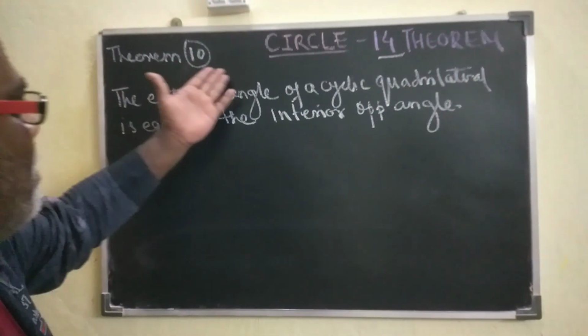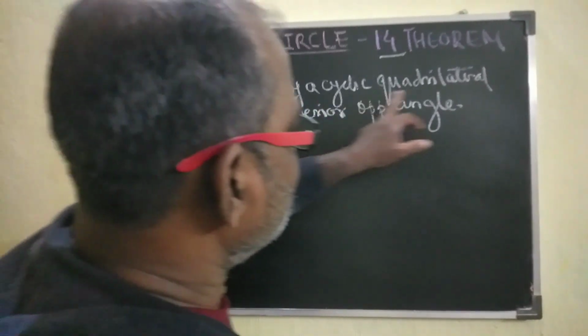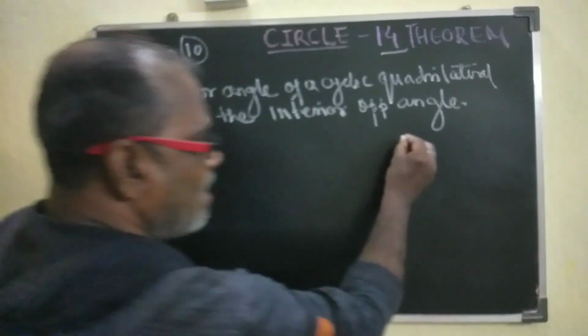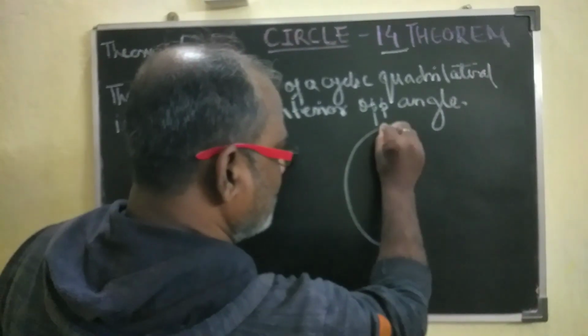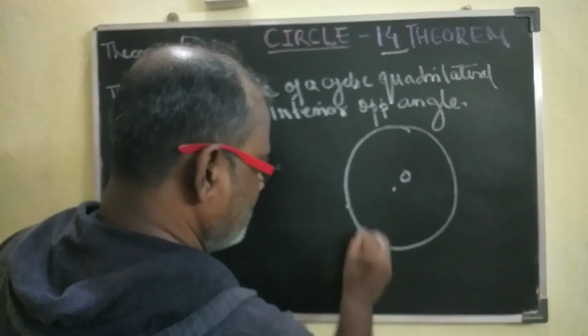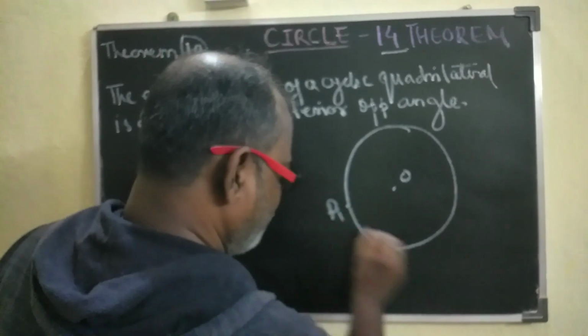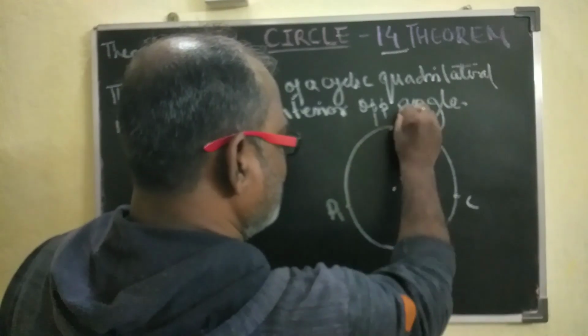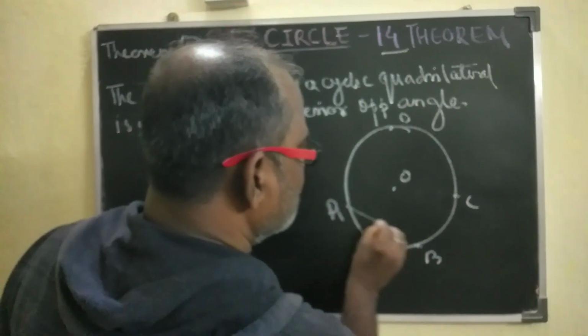Let us start theorem number 10. The exterior angle of a cyclic quadrilateral is equal to the interior opposite angle. So the diagram is like this. First draw a circle diagram in this way. This becomes center O. This is A, this is B, this is C, and let us take D. Now let us join this.